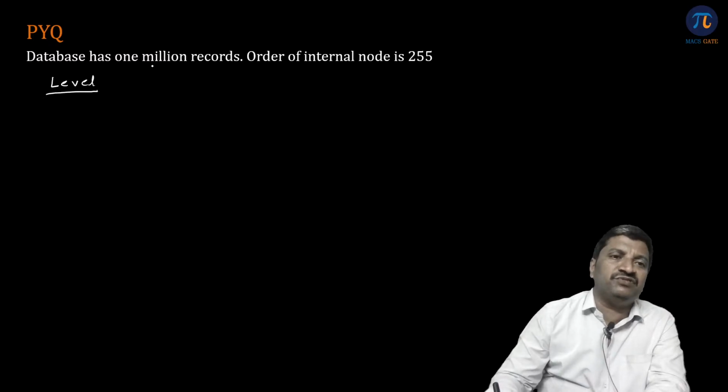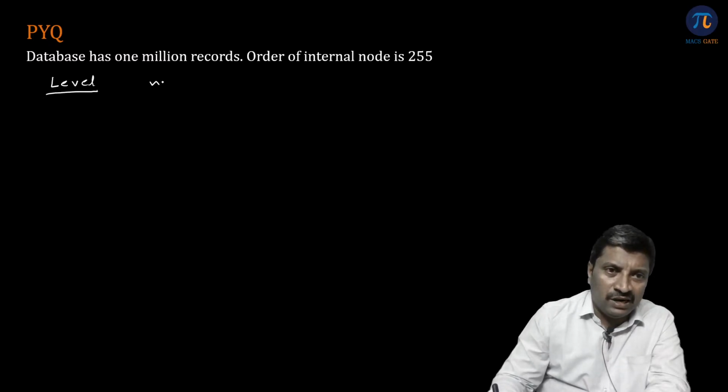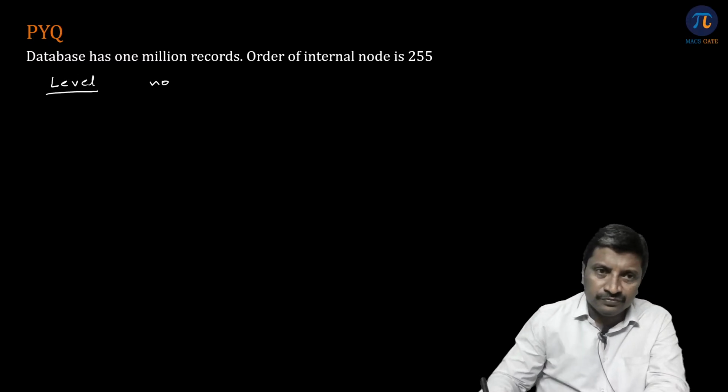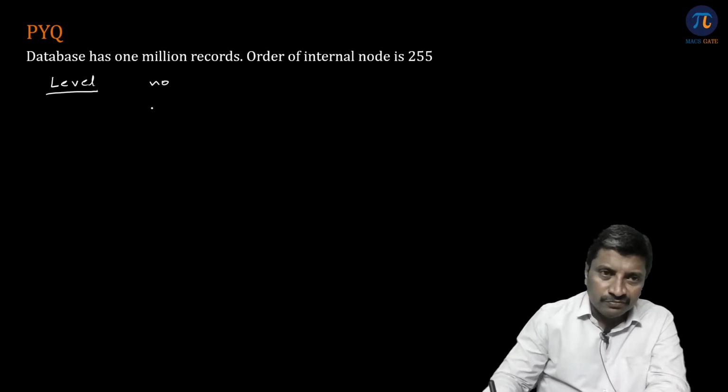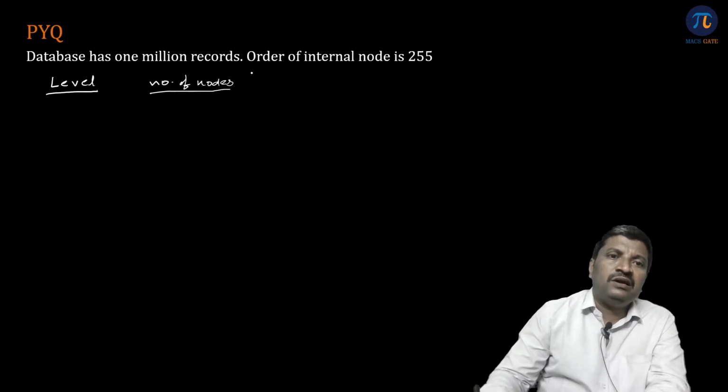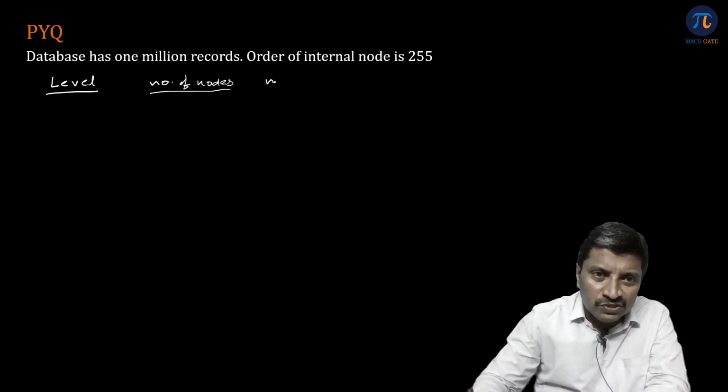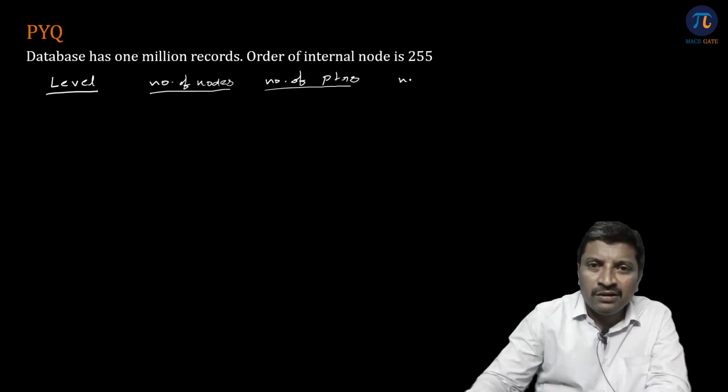Let us write leaf, level, and number of nodes in that particular level. Whenever I know the number of nodes, I can write the number of pointers, and I can write the number of keys.